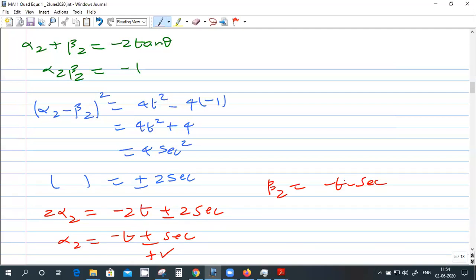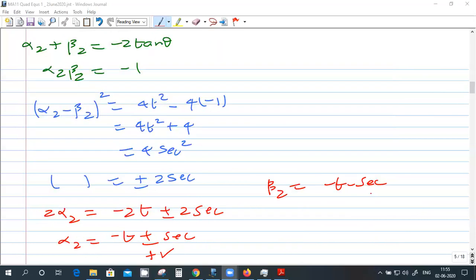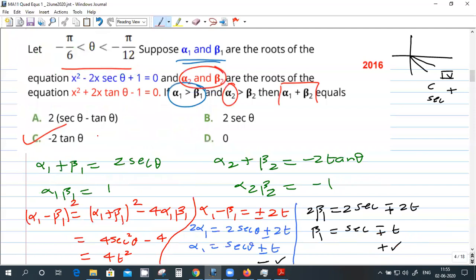And you have to find alpha 1 plus beta 2. Alpha 1 is secant minus tan, and then beta 2 is minus t minus secant. So secant will cancel. So the answer is minus 2 tan. So C is the answer.